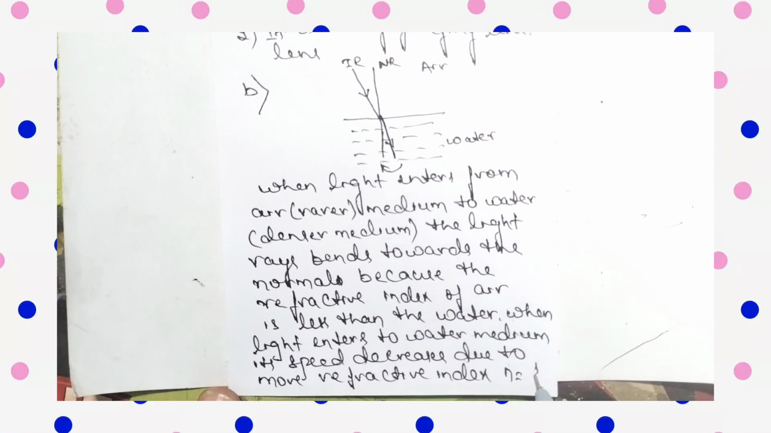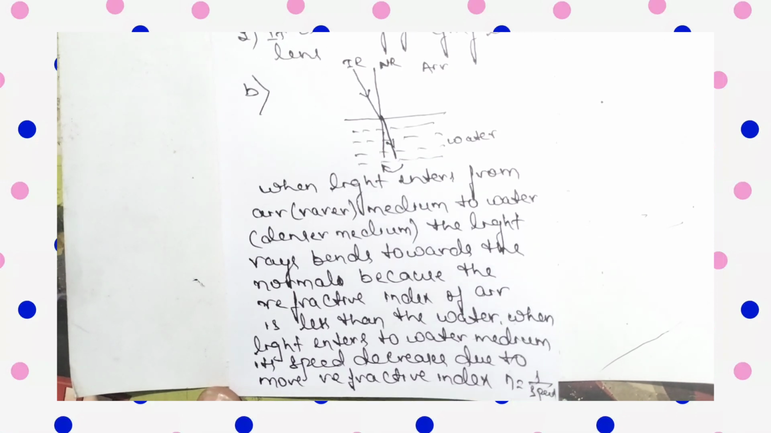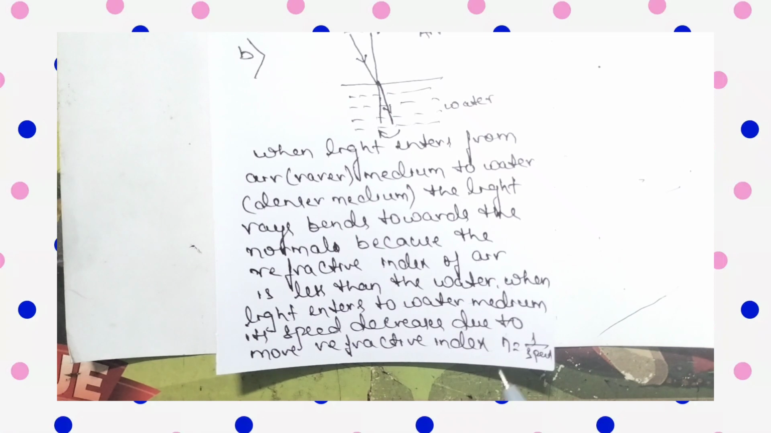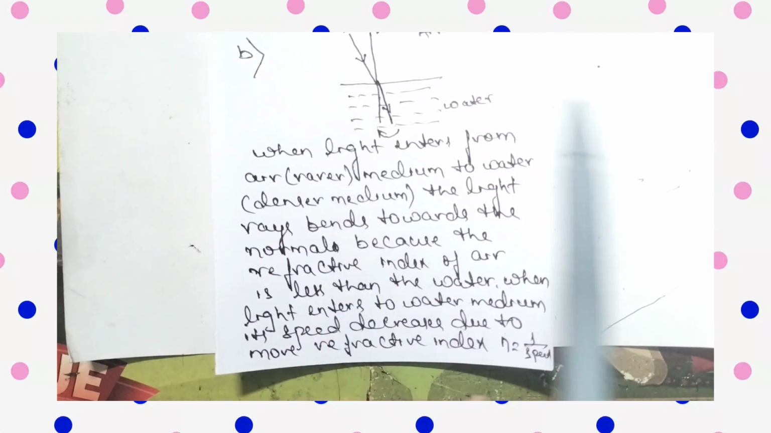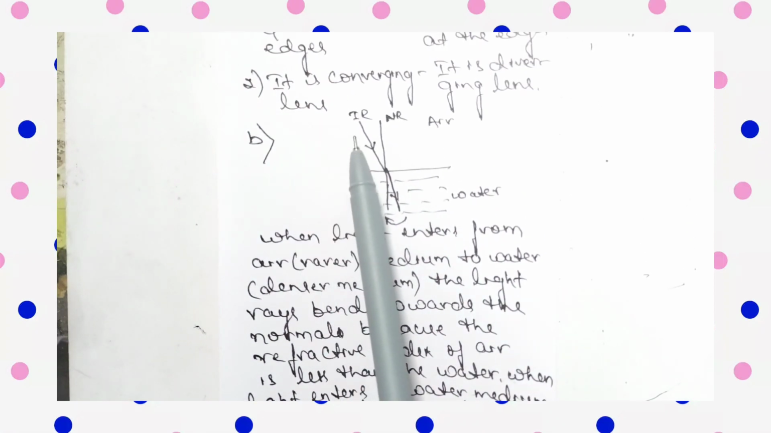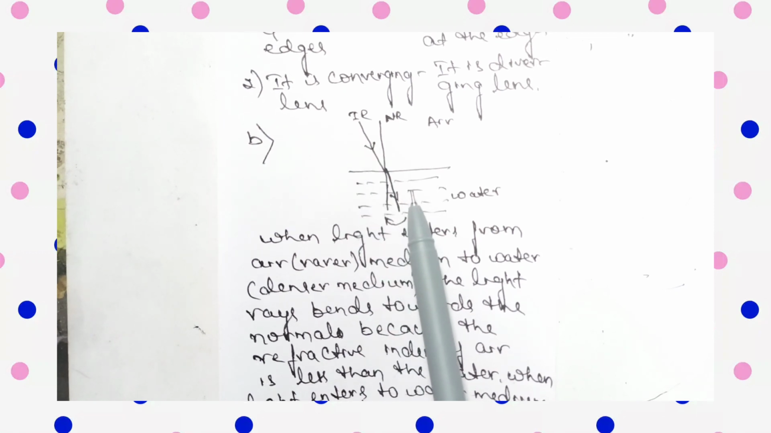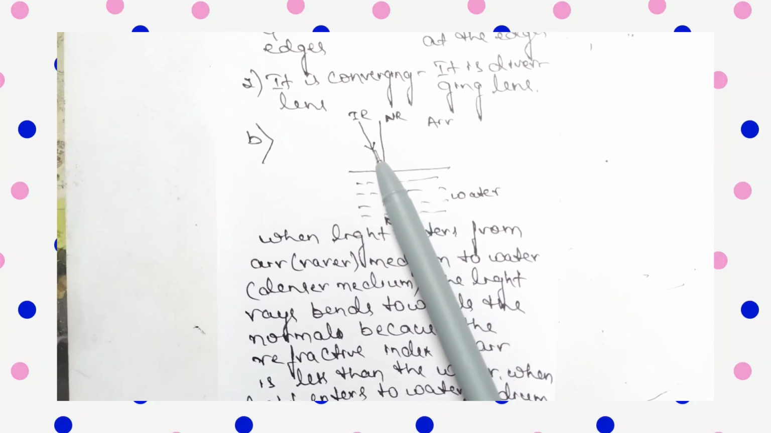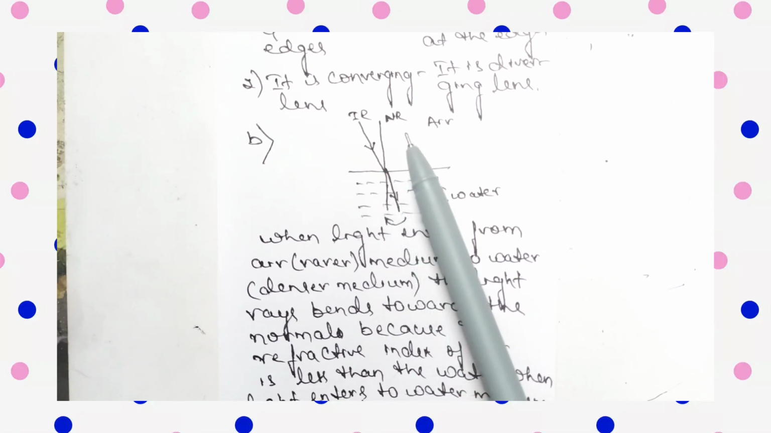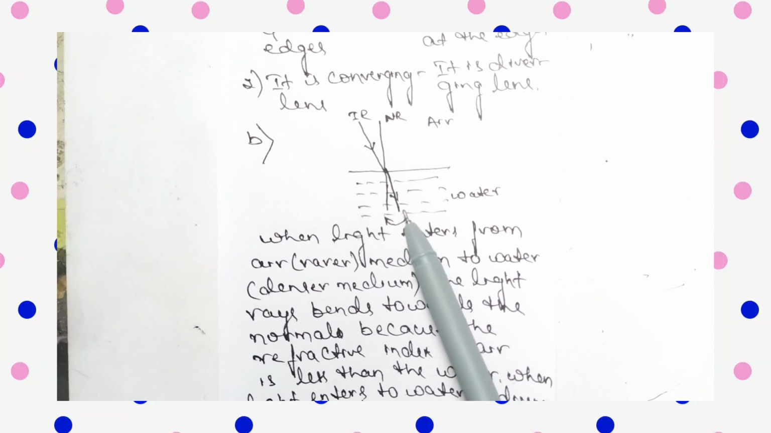Refractive index is inversely proportional to speed. As the refractive index increases, speed decreases. So in air the refractive index is less and speed is more. In water the refractive index is more and speed is less. So when light enters from air medium to water medium, that is from rarer to denser, the light ray definitely moves towards the normal because of the change in speed. Why does the speed change? Due to different refractive index. So like this we have to answer this question.